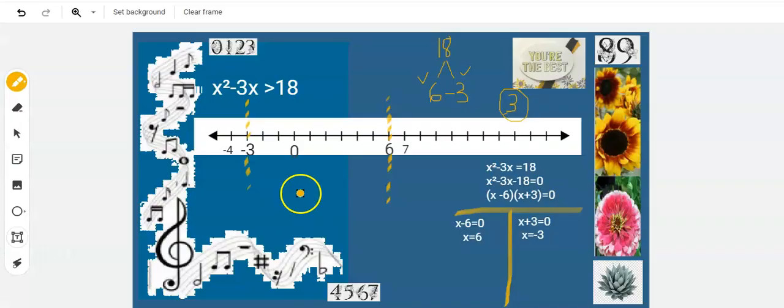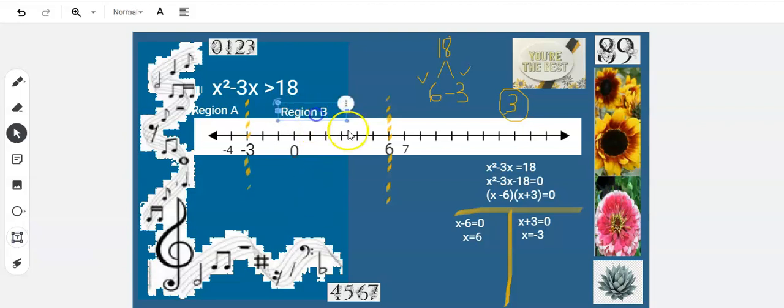Okay, after drawing the boundary lines, na-divide ang number line into 3 regions. So we have here region A, and then we have here region B, and we have region C.